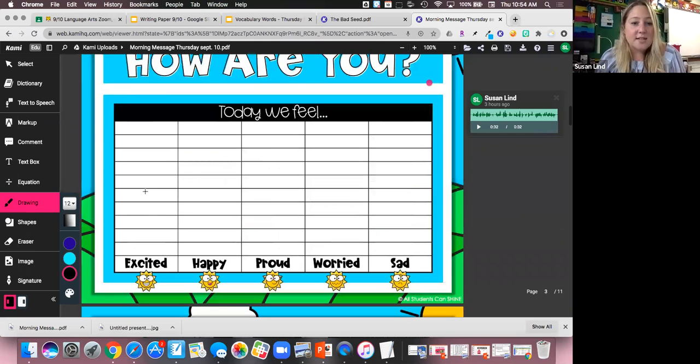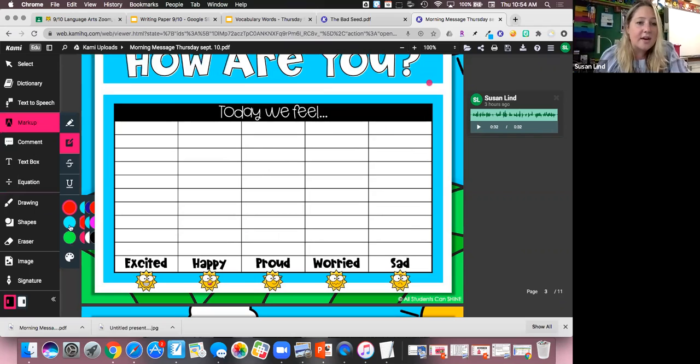This one was, are you feeling happy, excited, proud, worried, or sad? I just wanted you to fill in one of these spaces using either the highlighter or the drawing tool, just like that.